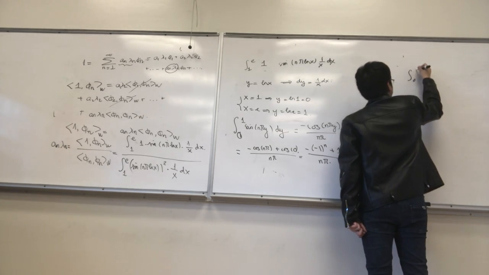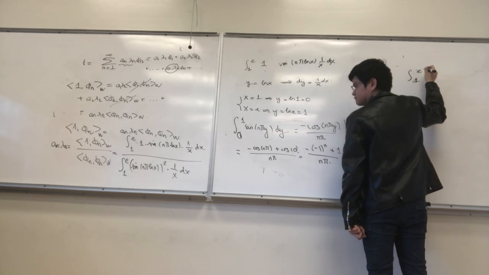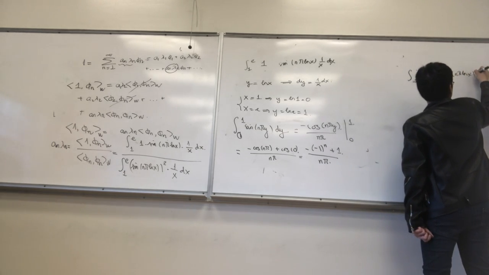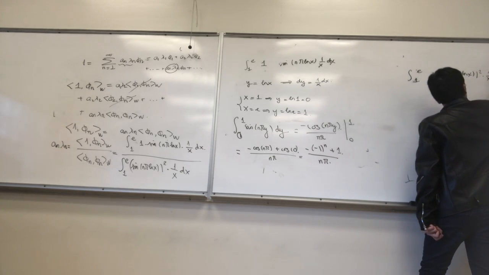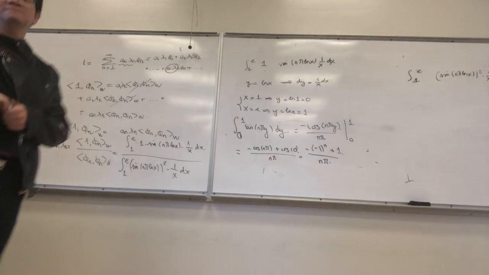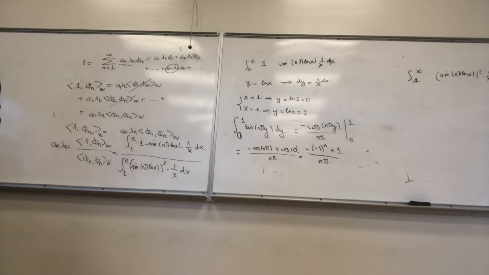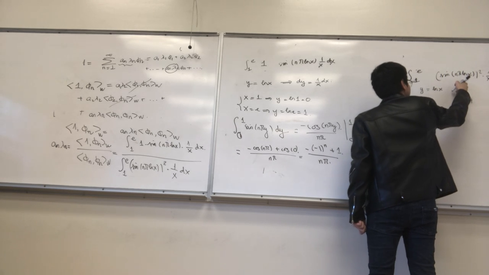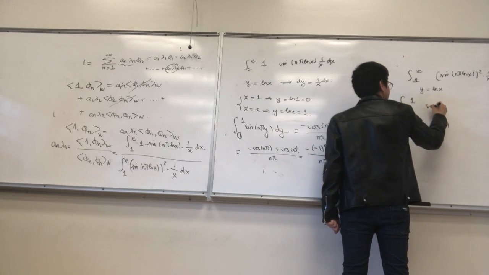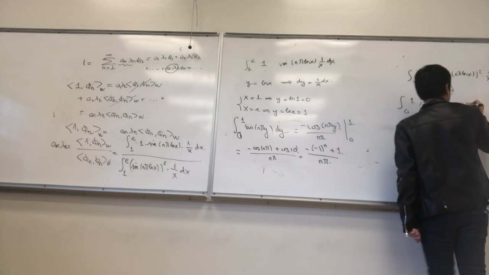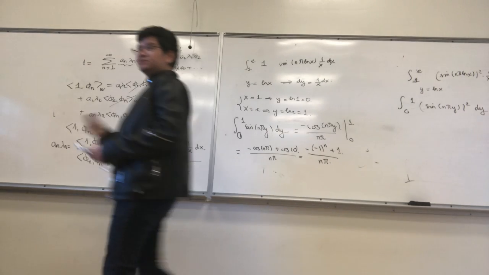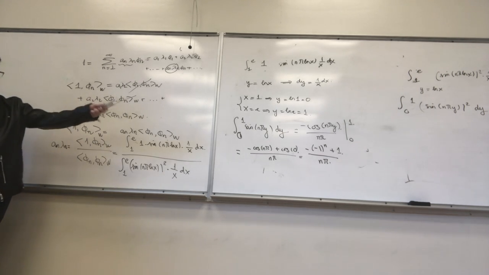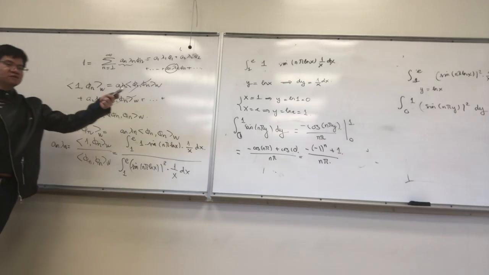So the second integral will be the integral from 1 to e of sin squared of (n pi log x) times 1 over x dx. So how do I compute this integral? Again, here you use the same trick, right? You put y to be log x. So 1 over x dx will become dy. You change the interval from 1 to e to 0 to 1. So this becomes the integral from 0 to 1 of sin squared of (n pi y) dy.